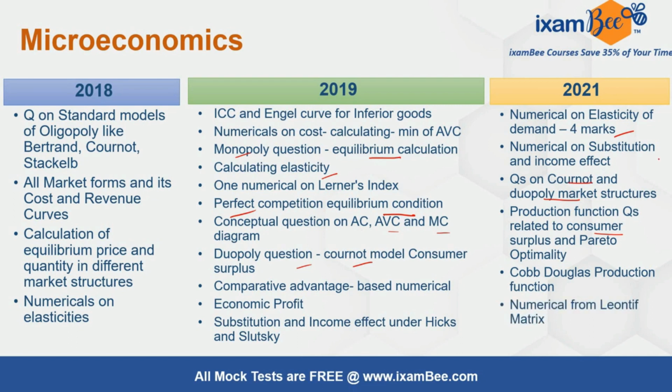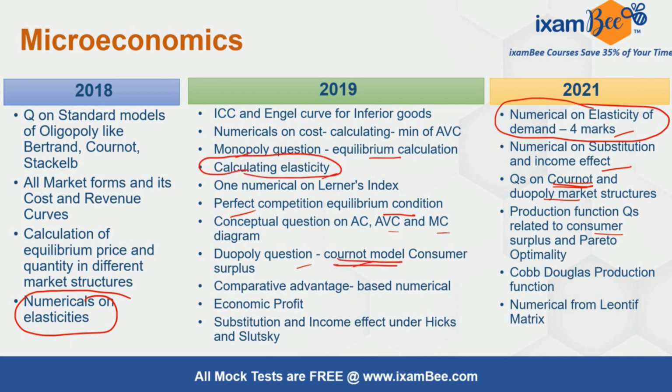So if I talk about the common parts, a numerical on elasticity of demand has been recurring in all these years. Even the substitution effect, the Cournot model is also asked again and again. Here we can see the Cournot model, here also it was asked. Production function related questions, calculations and numericals related to it have also been a common feature. So these are some of the recurring topics and the different types of questions that have come in microeconomics.